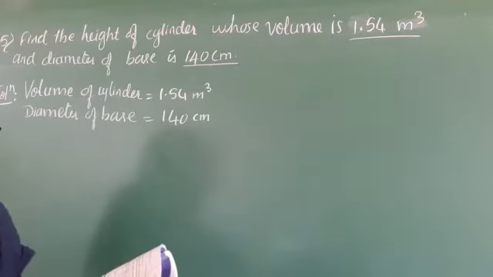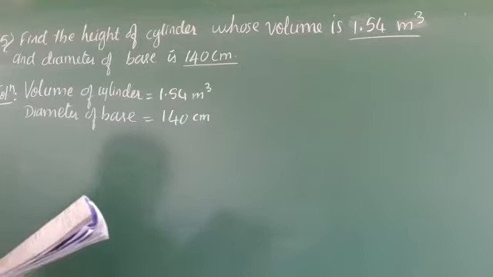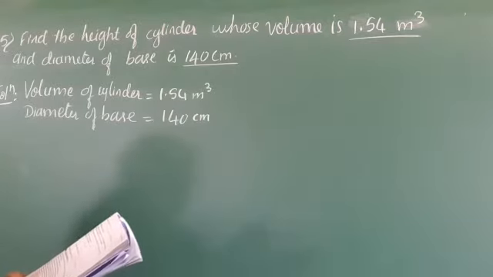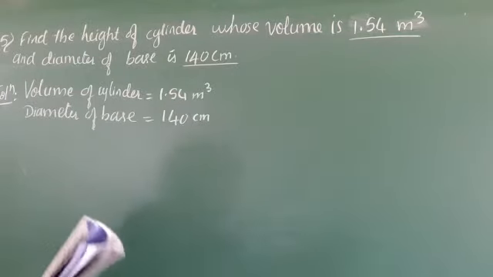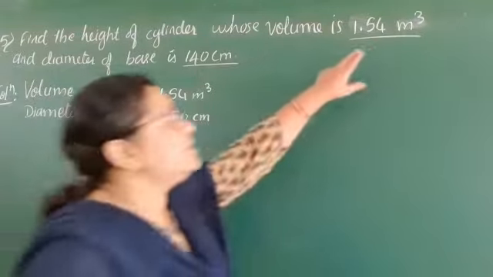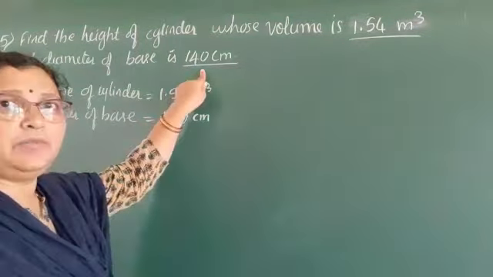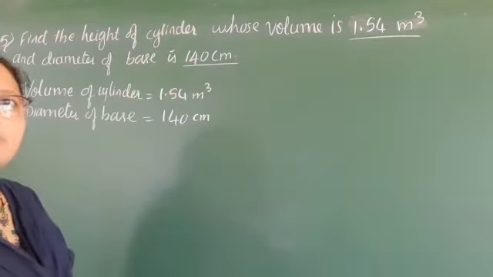Let's solve the fifth sum. Find the height of the cylinder whose volume is 1.54 cubic meters and diameter of the base is 140 centimeters. Here we have to note that volume is given in cubic meters and diameter is given in centimeters. So first we need to find the area of the base. So area of base is nothing but area of circle.